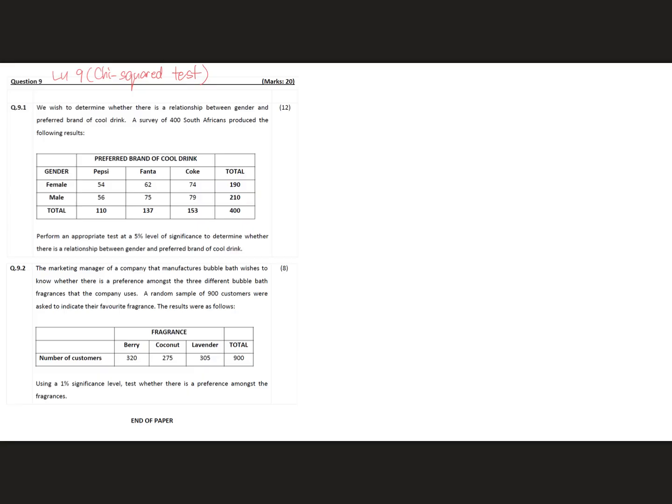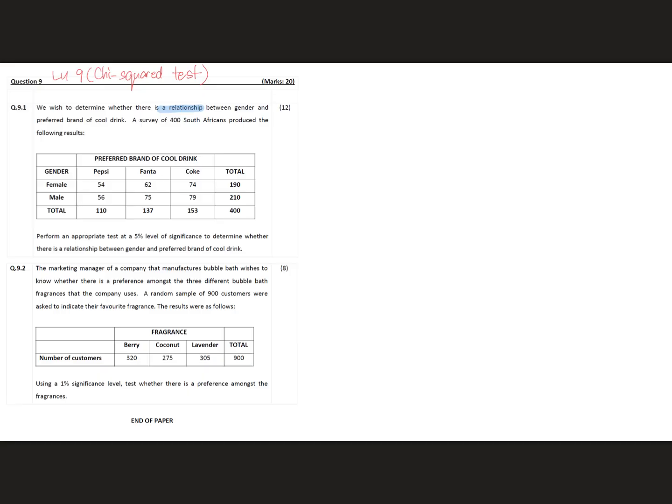So, question 1 says, we wish to determine whether there is a relationship between gender and the preferred brand of cold drink. The moment you see the word relationship, or maybe they'd say association, or maybe they'd say they want to test for independence, immediately this says to you that it is a test of independence or association, or just a test of statistical association. You just want to know, is there a relationship between these two variables?